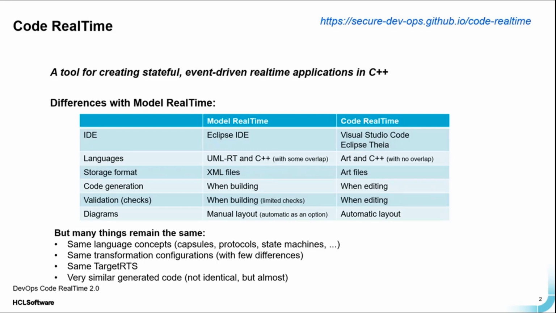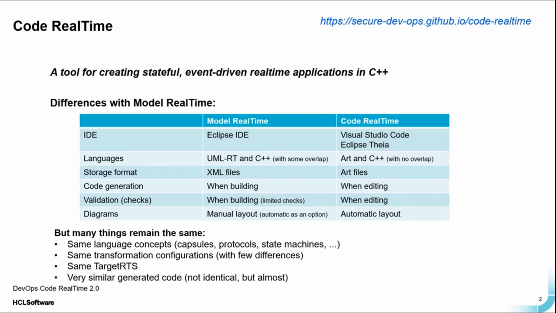And there is also a difference here that UML is quite a big language, and there is some overlap with C++. For example, if you're going to create a class, you can do that either in C++ or in UML. In Art, there is no such overlap. We have removed such things from the language, and it means that Art is a significantly smaller language than UML-RT and only contains those concepts that don't exist in C++.